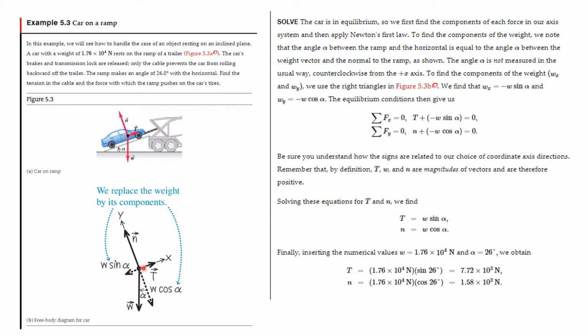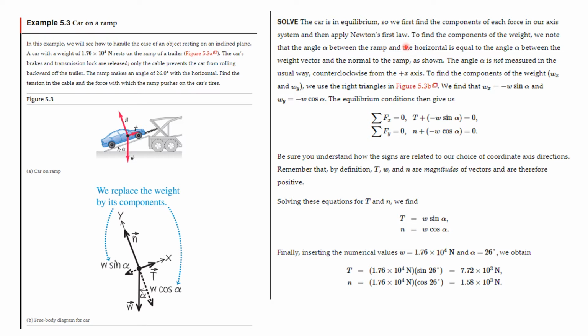So here is our diagram. And you see what happens is that the force that the ramp exerts on the tires is going to be the normal force. And we have the weight of the car pressing downward, and that can be resolved into vertical and horizontal components. And so we replace the weight with those components, and then we have this in equilibrium. So we first find the components of each force and then apply Newton's first law.